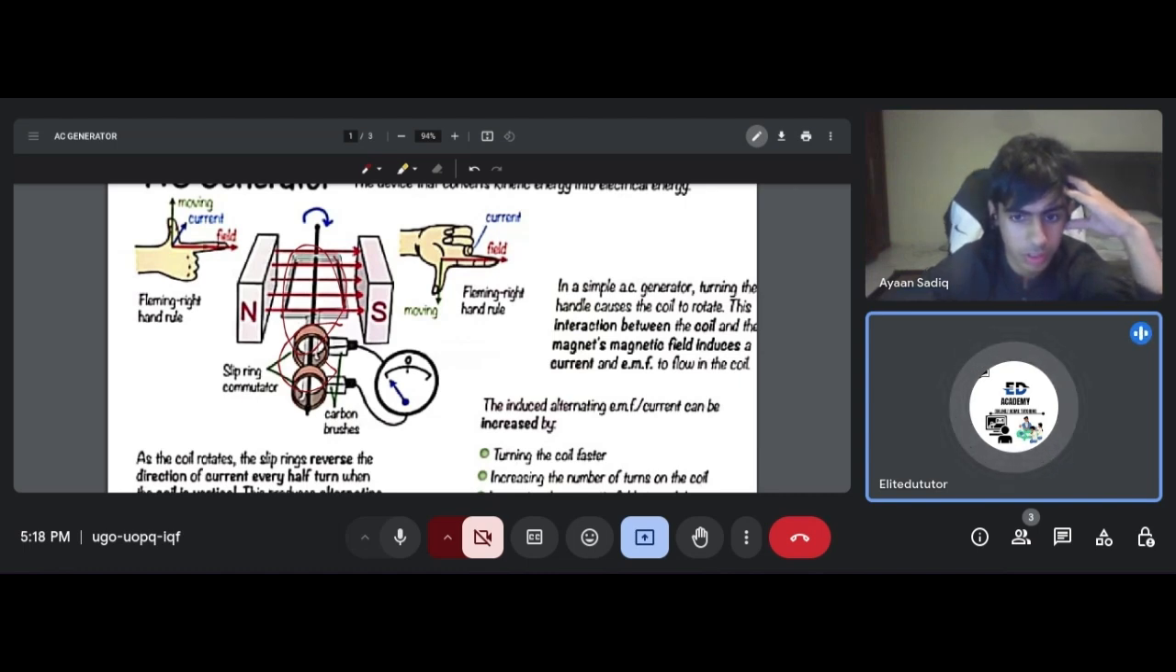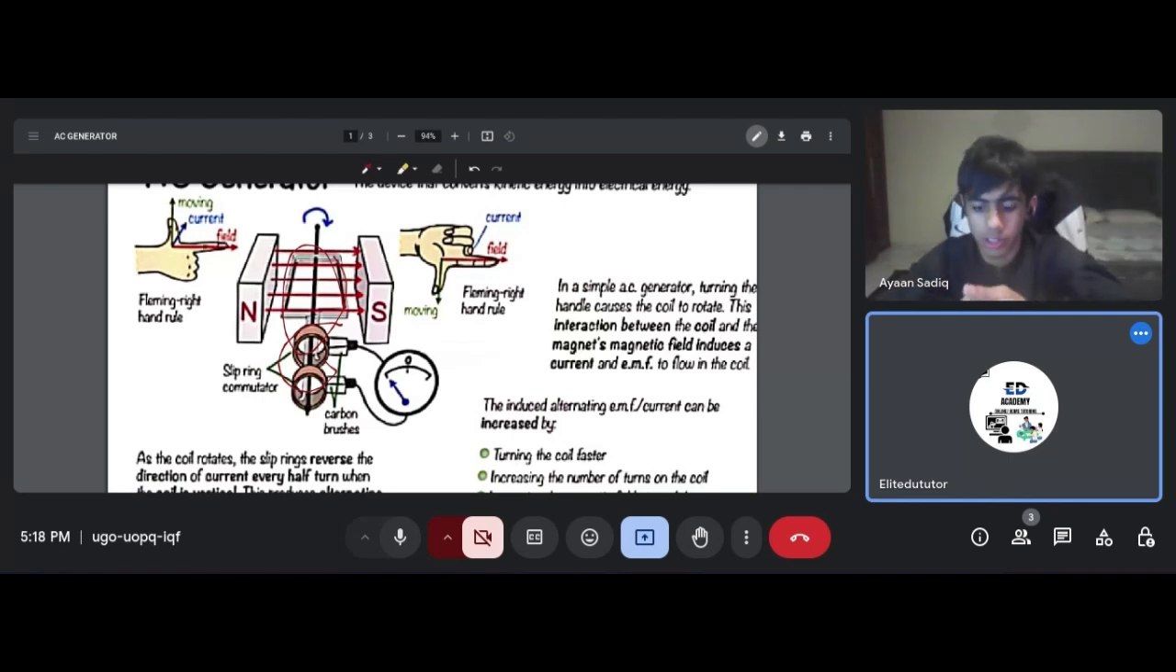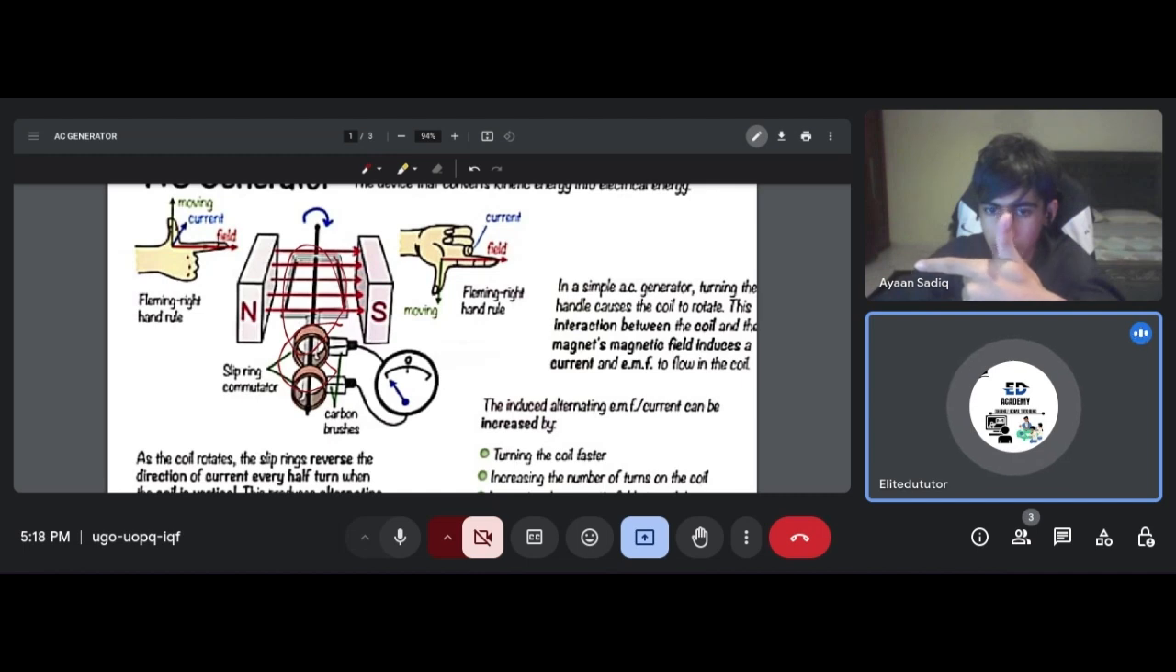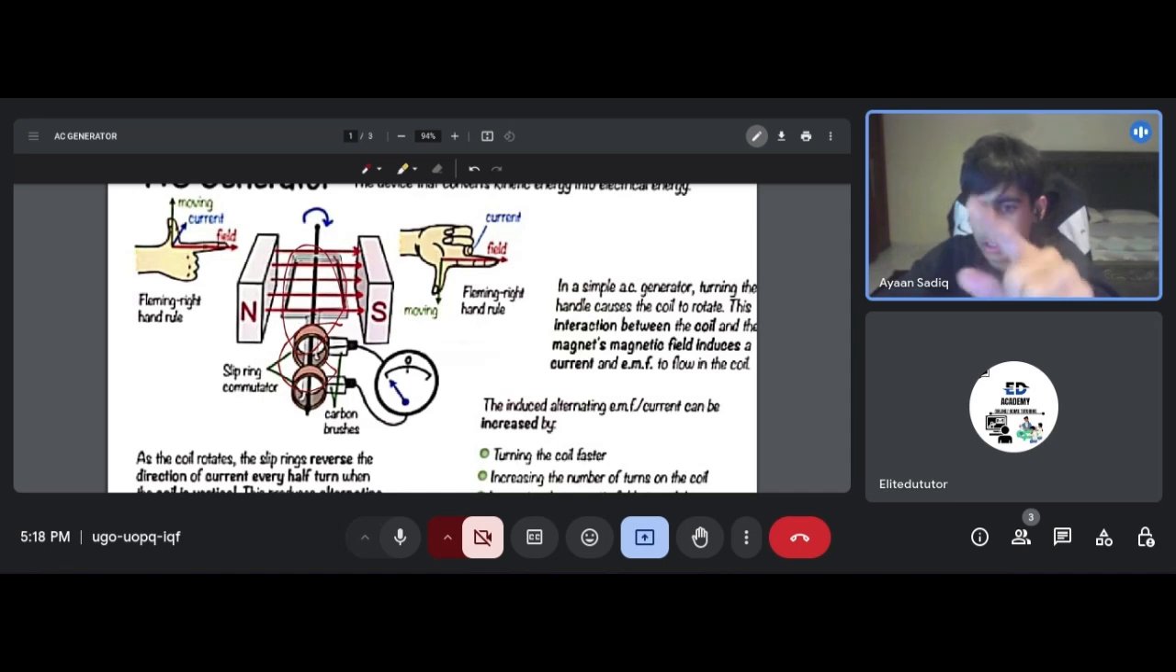Now this is the Fleming right hand rule. You can make the Fleming right hand rule with your hand, placing it like the picture shown in front of you, the first picture. What is the direction of the current? Which finger will show the direction of current? The middle one. And which shows the direction of magnetic field?